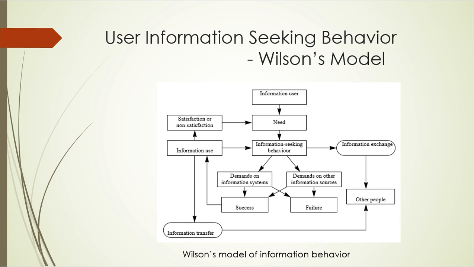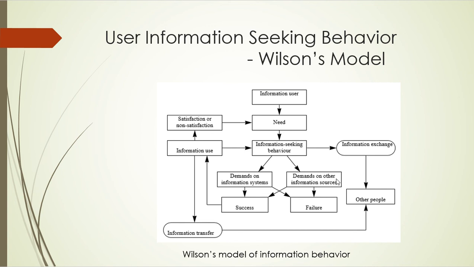The model suggests that information-seeking behavior arises as a consequence of a need perceived by an information user, who, in order to satisfy that need, makes demands upon formal or informal information sources or services, which result in success or failure to find relevant information. If successful, the individual then makes use of the information found and may either fully or partially satisfy the perceived need, or, indeed, fail to satisfy the need and have to reiterate the search process.